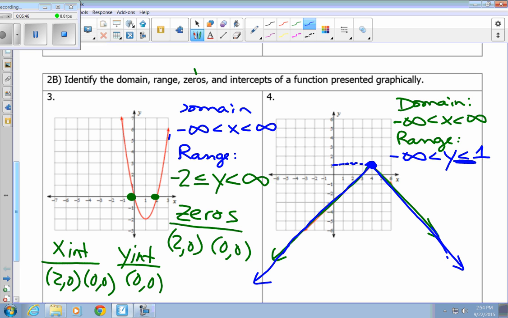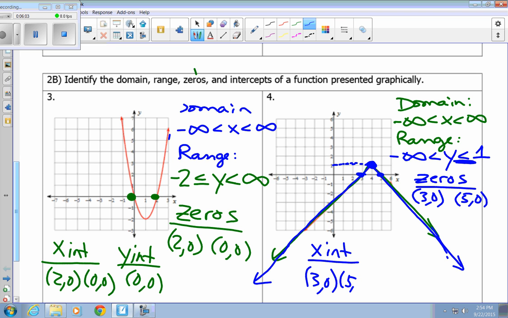Zeros, hopefully you're saying those are the x-intercepts. That looks like at 3 and 5. So 3, 0 and 5, 0. X-intercepts, same thing: 3, 0 and 5, 0. Y-intercept: where does it cross the y-axis? In this case, it crosses the y-axis at negative 3. So 0, negative 3.